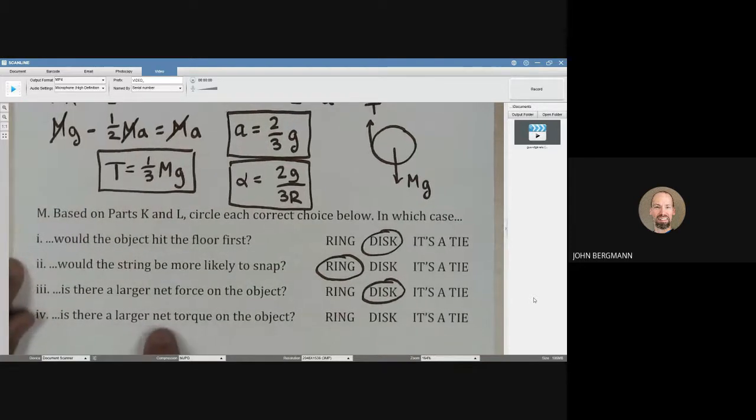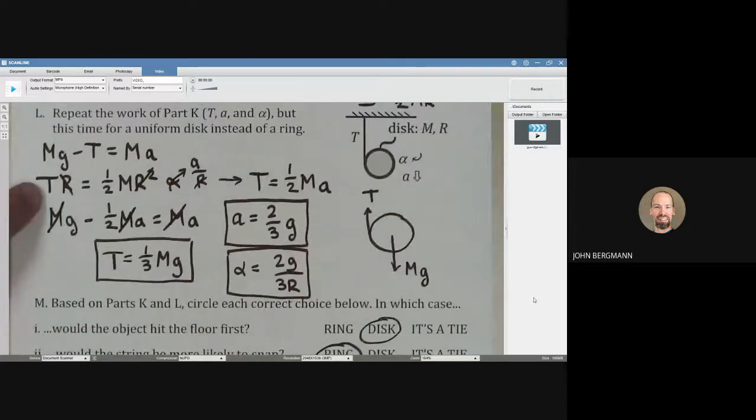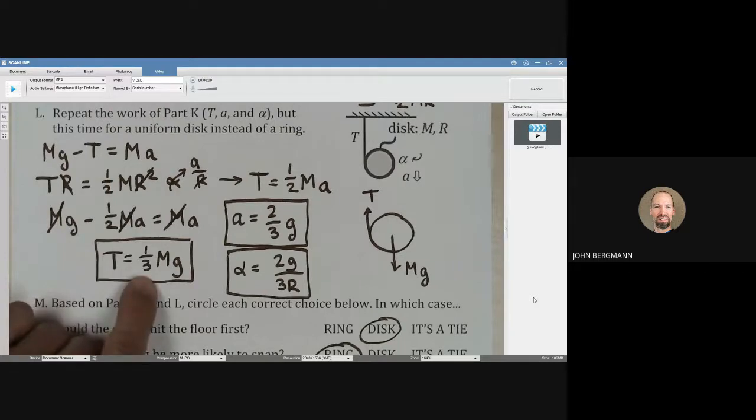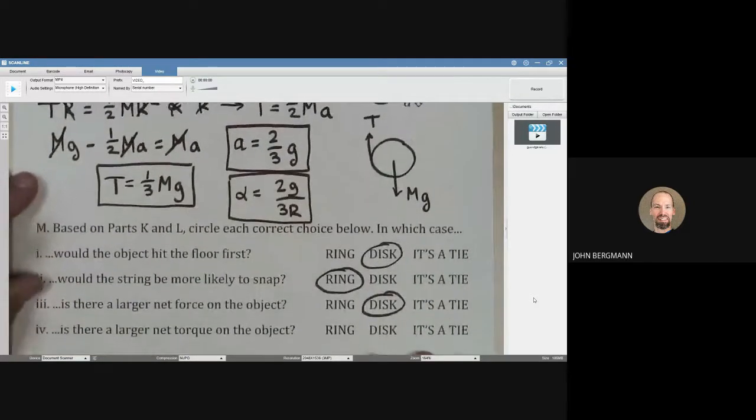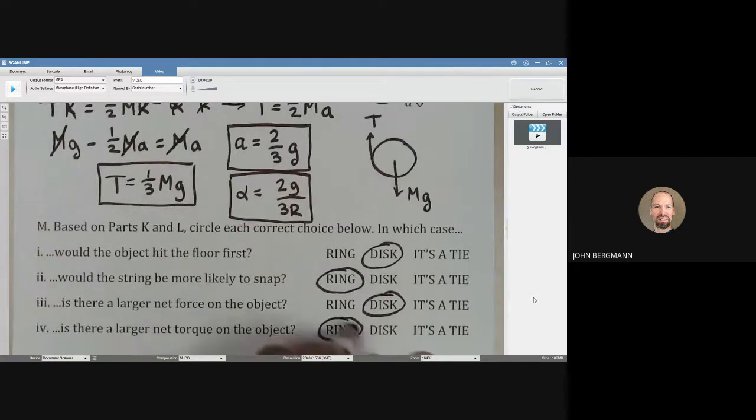Which one has a larger net torque on the object? Well, what's the net torque? The torque is, can we find it right here? Right there. The torque is just the tension multiplied by the radius. The radius is the same for each case. So the one with the larger torque is going to have a larger tension. And the tension in the string when we had the ring was 1/2 mg, which is bigger than 1/3. So which one has a larger net torque? The ring has a larger net torque.